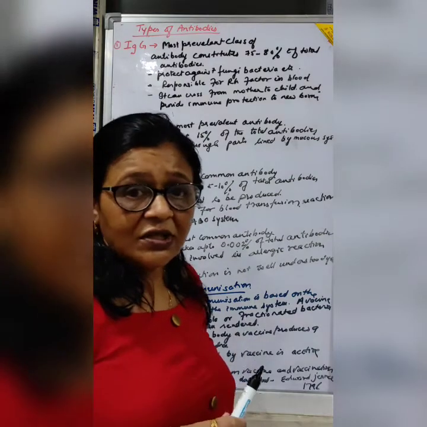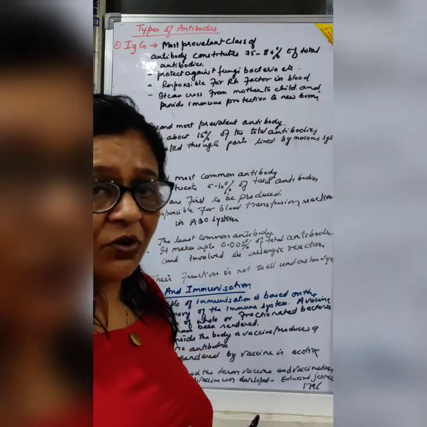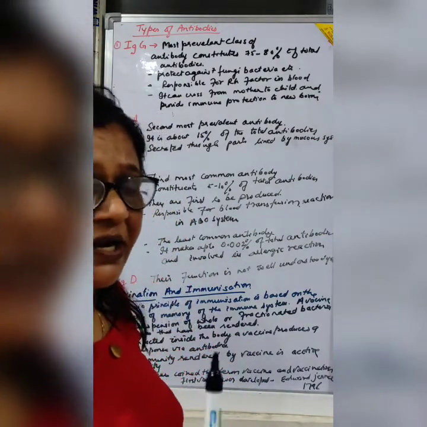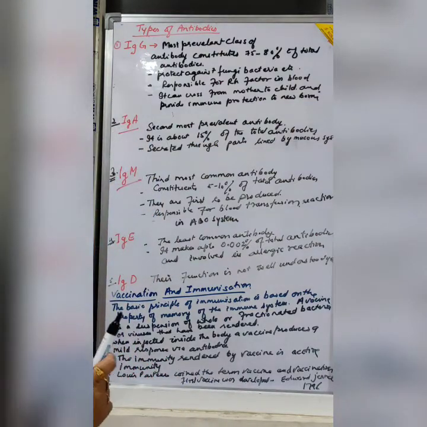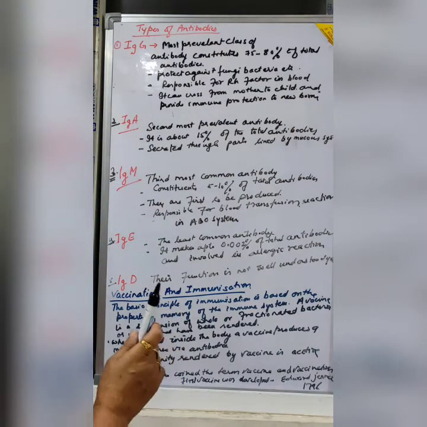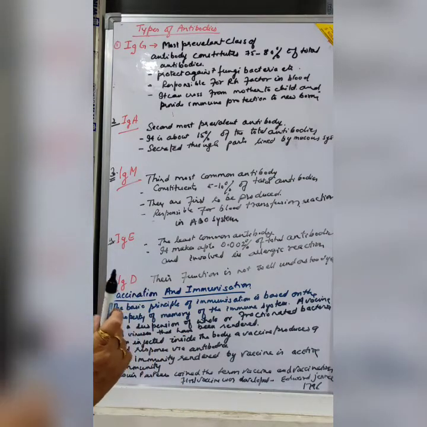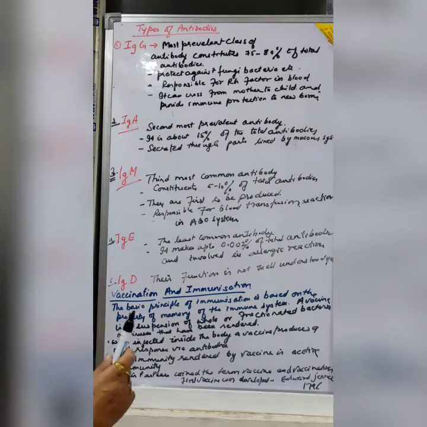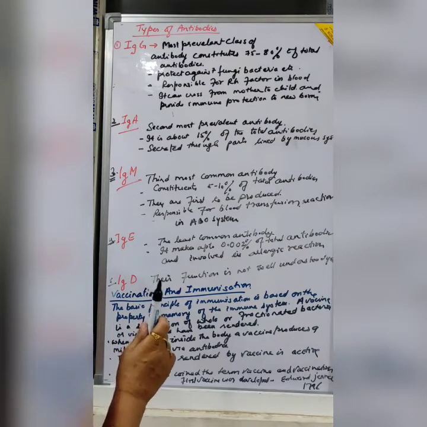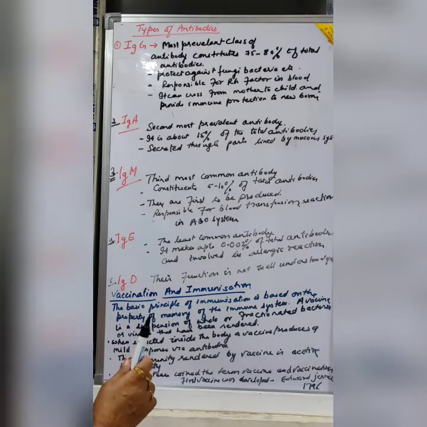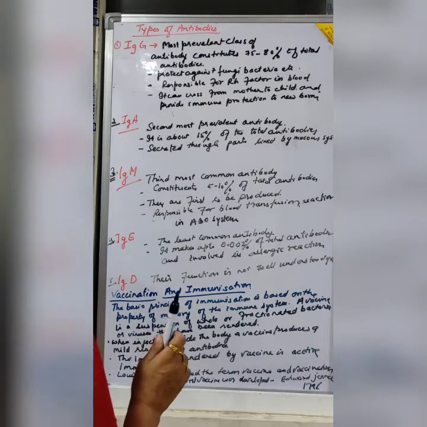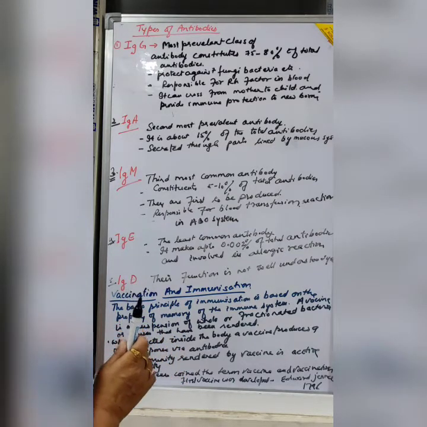So this is about the types of antibodies. Vaccination, definition you have to learn, and immunization. So vaccines, they are toxoids, live or attenuated vaccines, killed or inactivated vaccines, and combination vaccines. So these are the 4 types of vaccines which you have to learn.